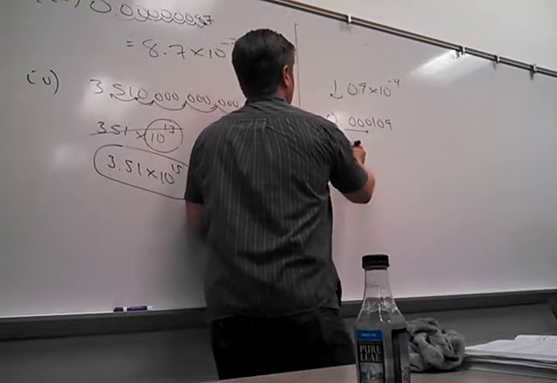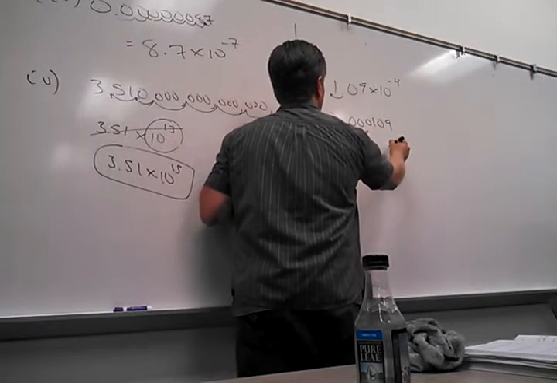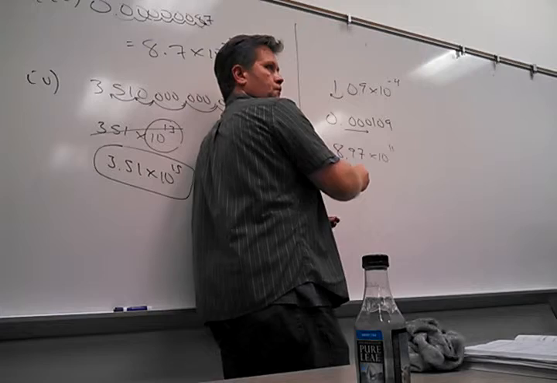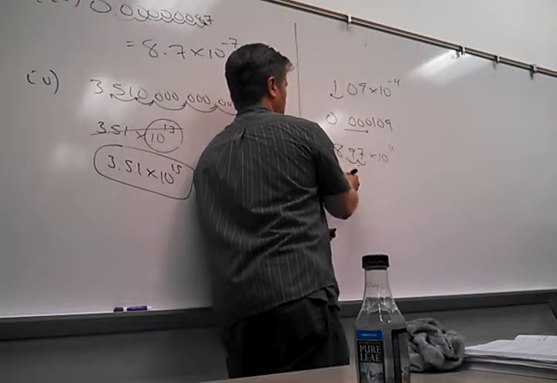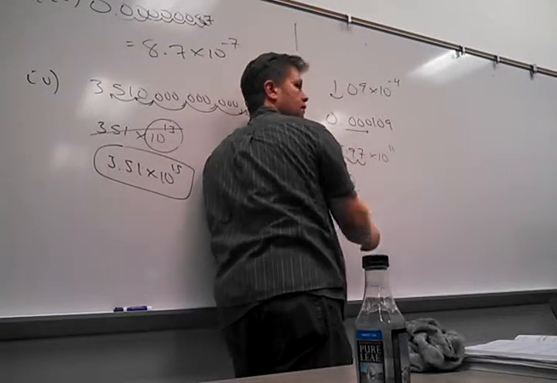So if I had 8.97 times 10 to the 11th, I got to move once, twice. So then how many zeros will I have? 9.